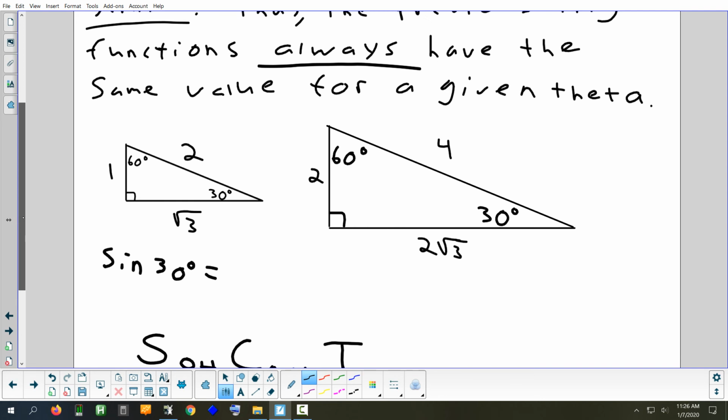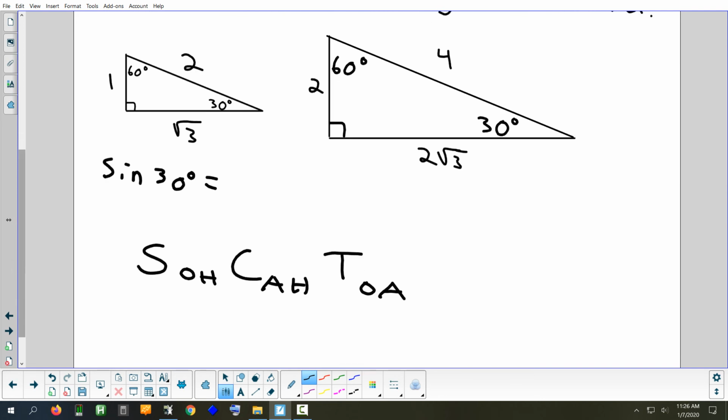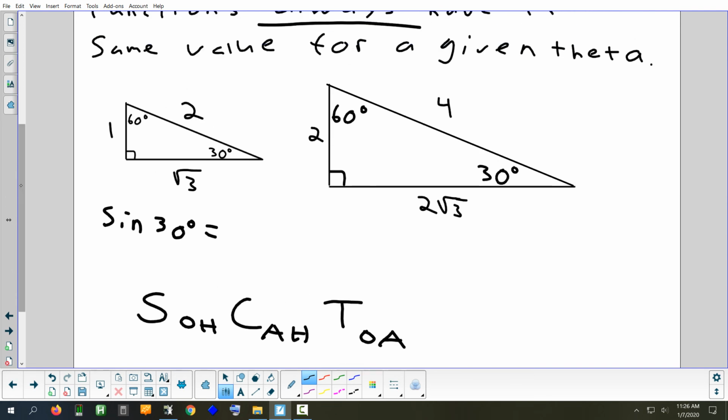All right, so let's find the sine of 30. Opposite over hypotenuse. What side is opposite the 30 in the triangle on the left? 1. And what's the hypotenuse? 2. So the sine of 30 degrees is 1/2 in the small triangle. Now let's find the sine of 30 degrees in the big triangle. What side is opposite the 30?